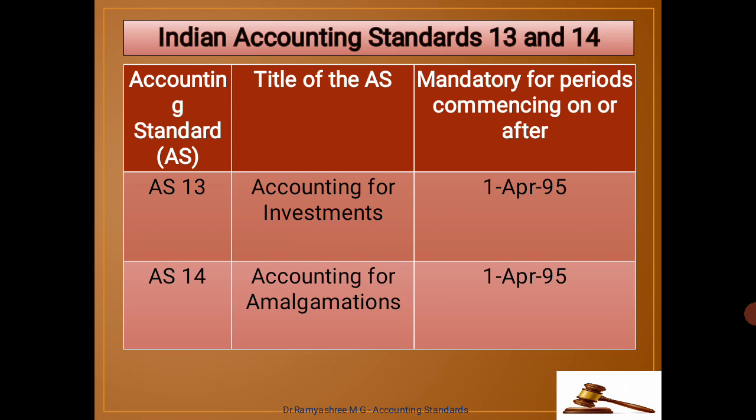Accounting Standard 13 deals with accounting for investments. This accounting standard comes into effect in respect of the accounting periods commencing on or after April 1st, 1995 and is mandatory in nature for all enterprises. This explains accounting for investments in the financial statements of an enterprise and the related disclosure requirements.